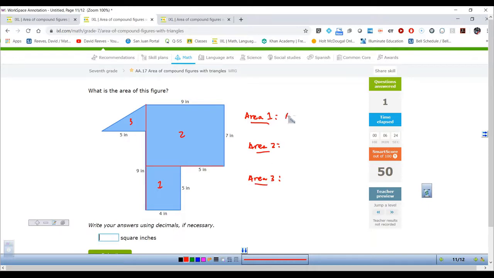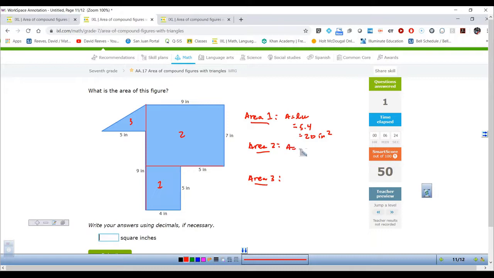1 is a rectangle. Again, rectangle length times width. We have 5 times 4 is 20. 20 what? 20 square inches. Rectangle number 2. All right, 9. Do you see all the way across? 9 times 7. By the way, if we had worked across the bottom, 4 plus 5 would also give us that 9, right? But since we've got it, 9 times 7.